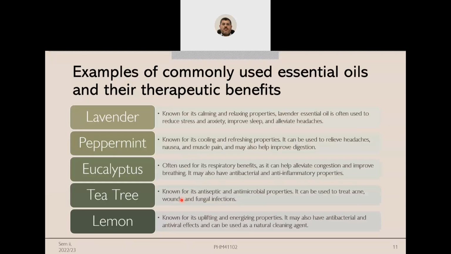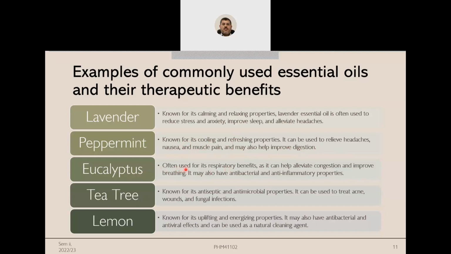Here we have some examples. This is not an exclusive list. These are some of the oils that can be used, and we'll mention their therapeutic benefits. For example, lavender essential oil has calming and relaxing properties. It is often used to reduce stress and anxiety, improve sleep, and alleviate headache. Peppermint, we know that we always take peppermint for the refreshing effect. It can also be used to relieve headaches, nausea, and muscle pain, and may also help improve digestion.